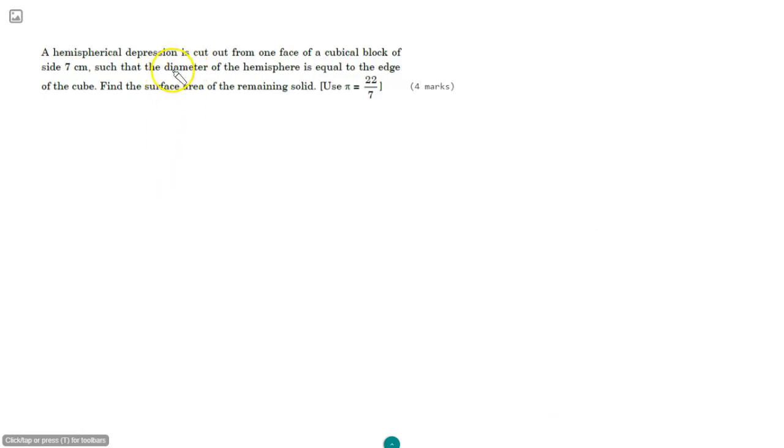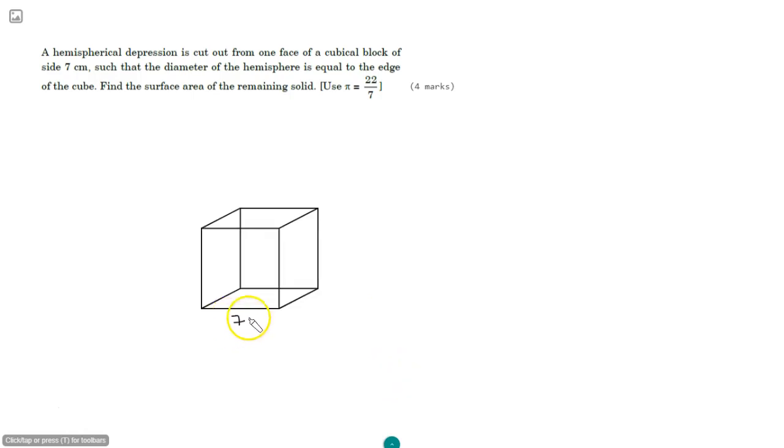A hemispherical depression is cut out from one face of a cubical block of side 7 centimeters such that the diameter of the hemisphere is equal to the edge of the cube. Find the surface area of the remaining solid. So we have a cubical block of side 7 centimeters and a hemispherical depression is cut out from one face of this block. Let's assume it's the top face. And the diameter of this hemisphere is equal to the edge of the cube. So the diameter of the hemisphere is equal to 7 centimeters.